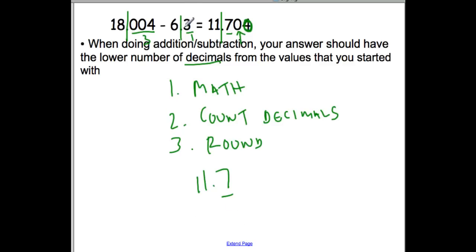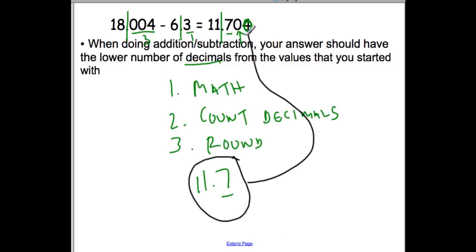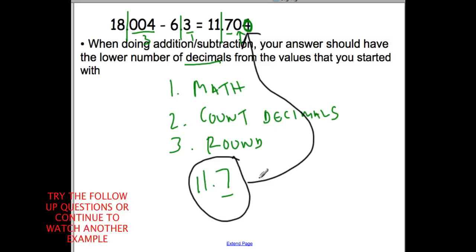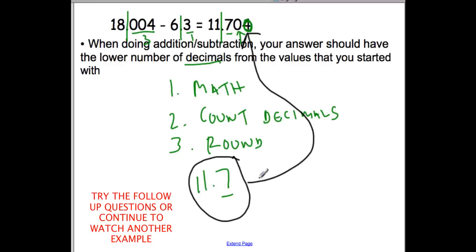I've only measured one decimal here. That means that my answer can only have one decimal. So my answer is 11.7 for this example here. Checking to make sure it's similar to what we started with. You bet it is. That's how we would round this. So there's two examples for you for addition and subtraction. If you're good, go ahead, try the practice problems and follow-up questions that are next in the lesson. Otherwise, stick around. I got one more example I can show you.